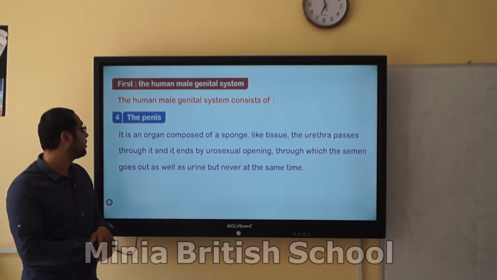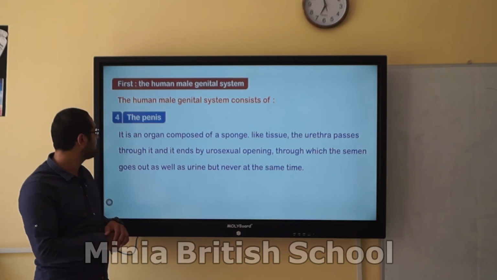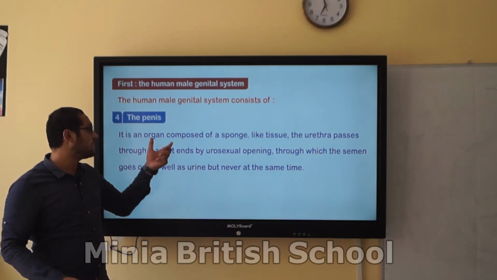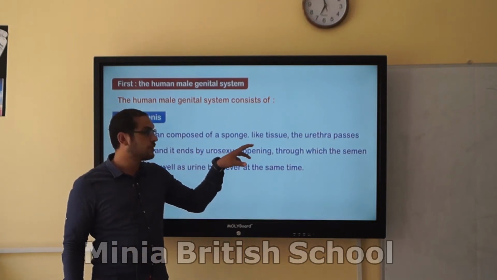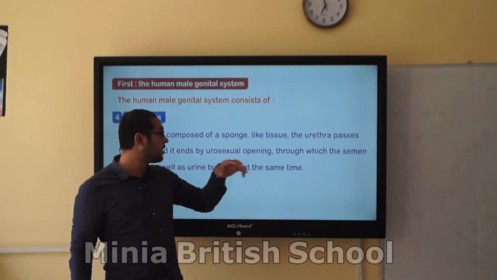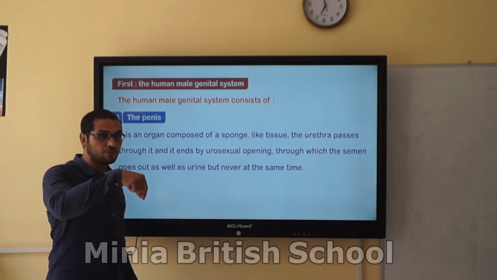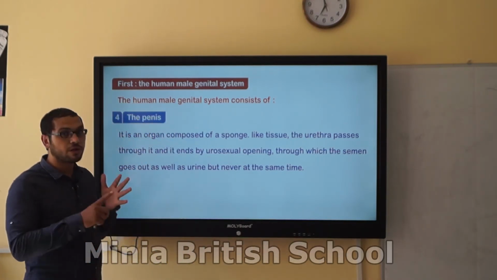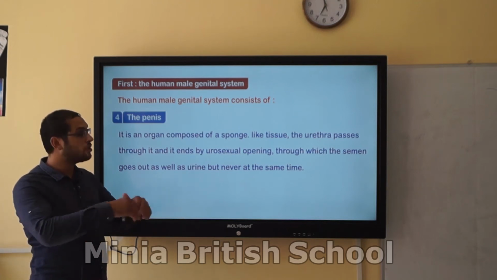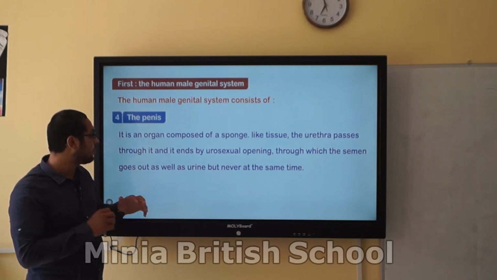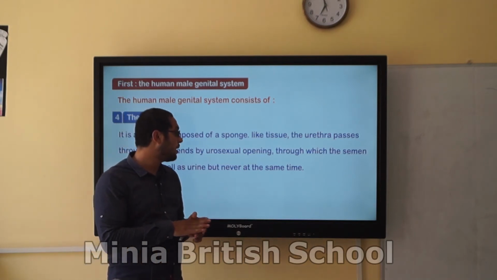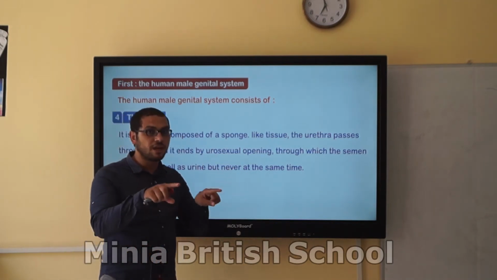The fourth component is the penis. The penis is an organ composed of a sponge-like tissue, and the urethra passes through it. As for the function of the penis, the urine and semen go out through the urethra, but never at the same time.